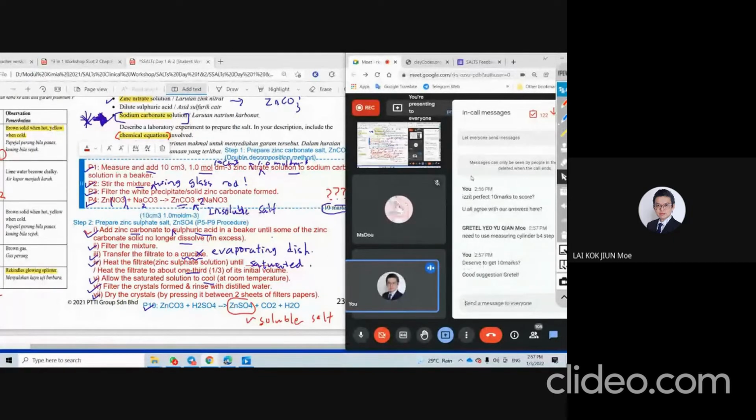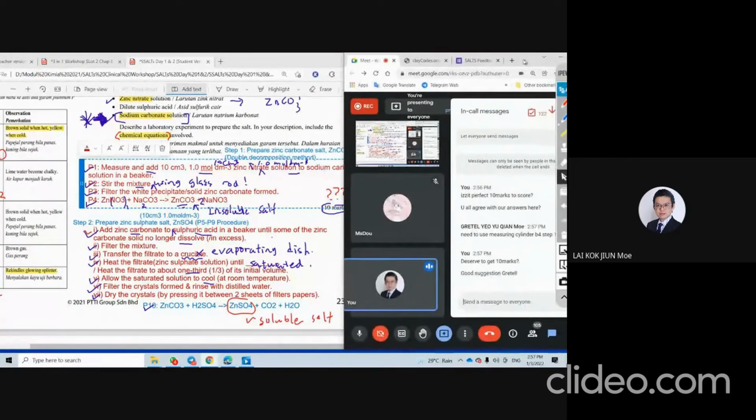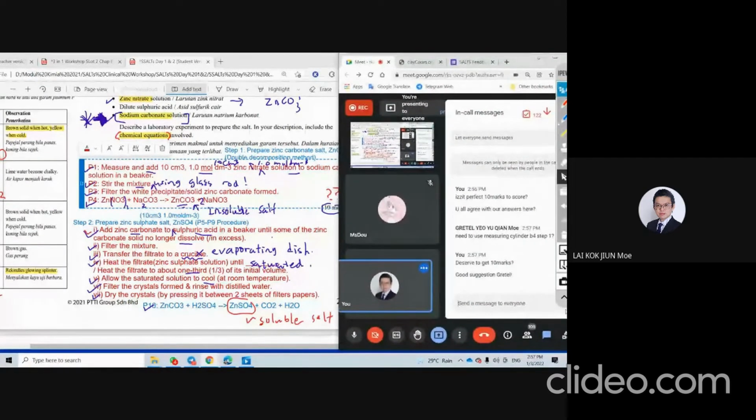Okay. But still got one very major problem. Very big problem inside. This big problem will cause you to deduct at least, I think, 2 marks here. Okay. Still got 2 mistakes.